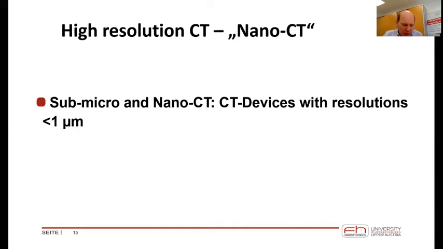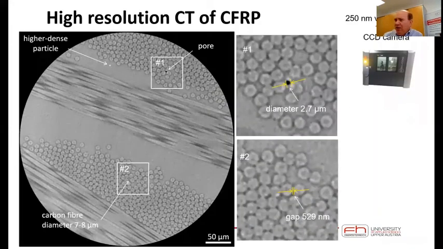Now we'll come to nano CT, to submicron CTs. So this is in the field of CT devices with resolutions below 1 micron. There are several CT systems available on the market with resolutions below 1 micron. Here you see a carbon fiber reinforced polymer sample. We have measured it with a 250 nanometer voxel size.